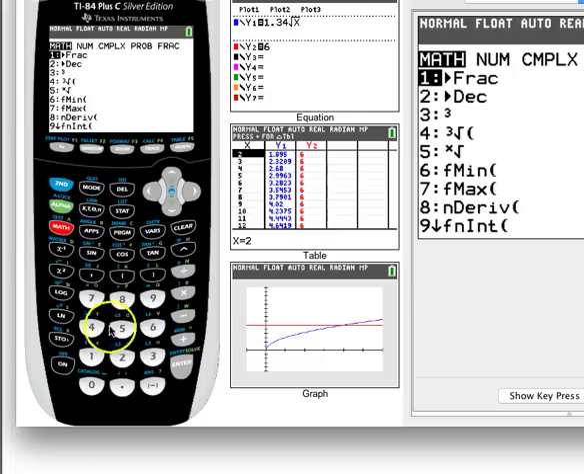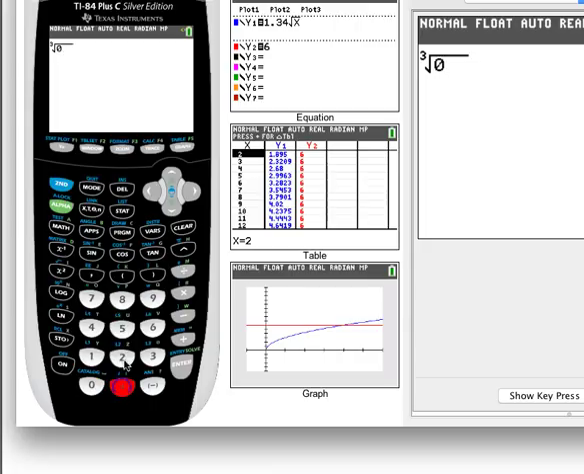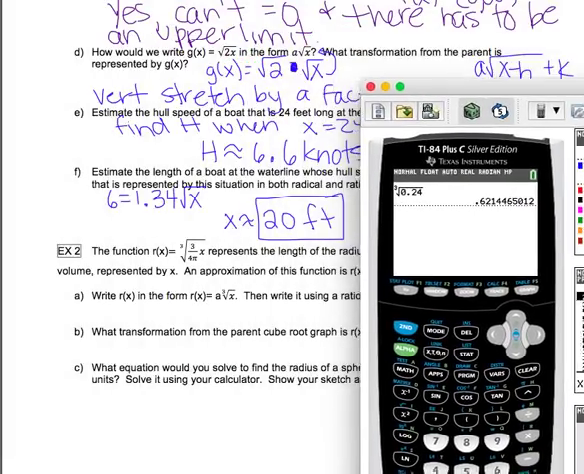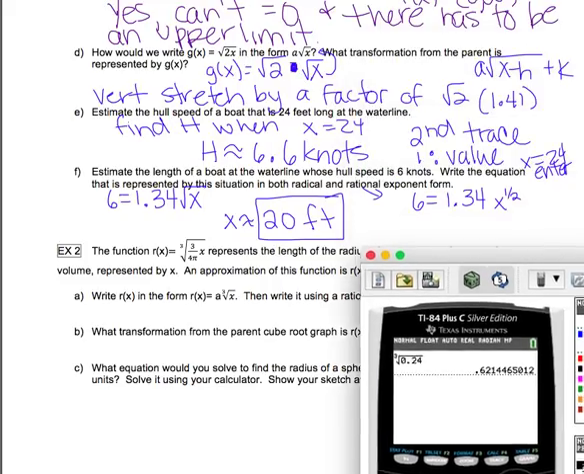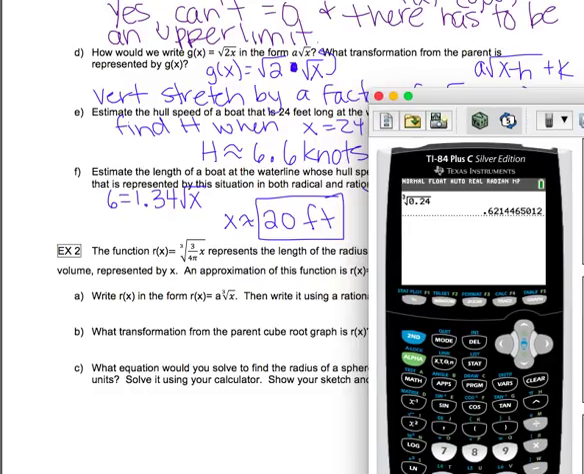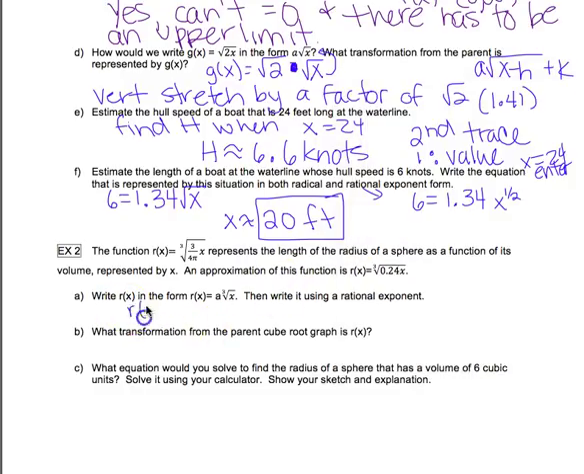Remember, the cube root button is in your math menu, math choice 4, and type in 0.24, press enter, and then that gives us what it is as an A value as opposed to being a B value on the inside. So the cube root of 0.24 is about 0.62. So that means that r of x equals 0.62 times the cube root of x, and in rational exponent form, r of x equals 0.62 times x to the 1/3 power.